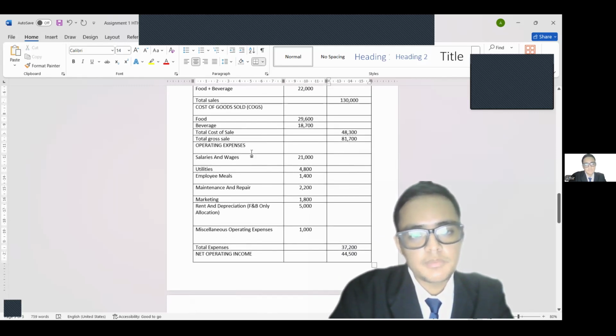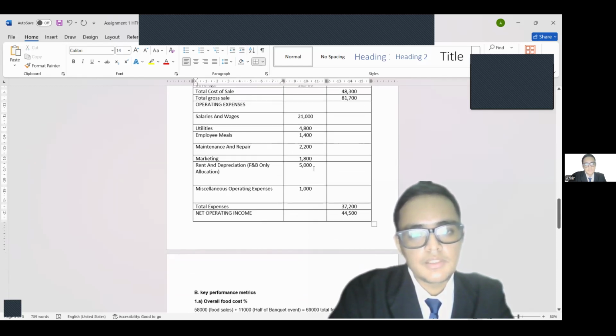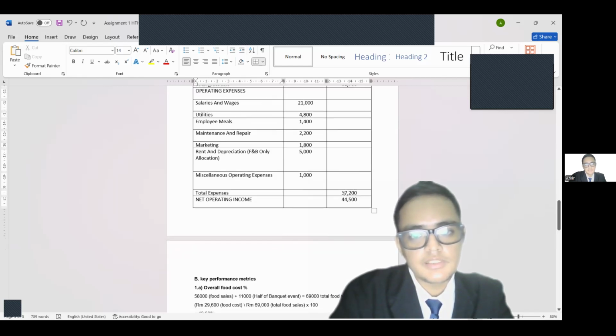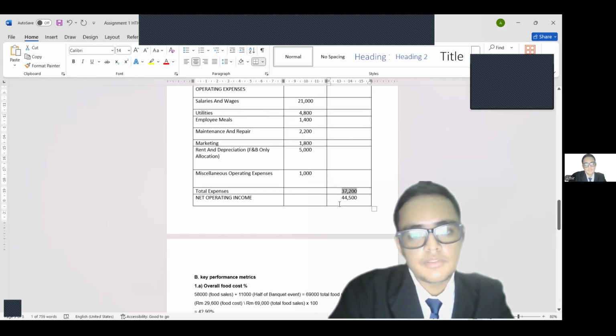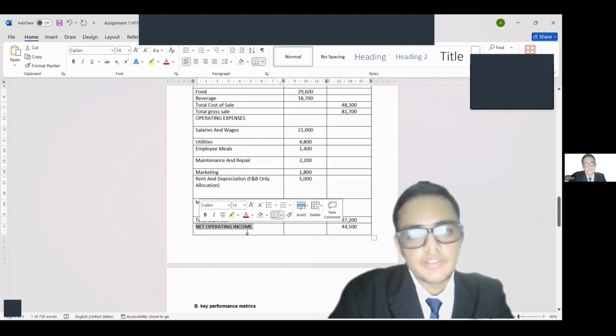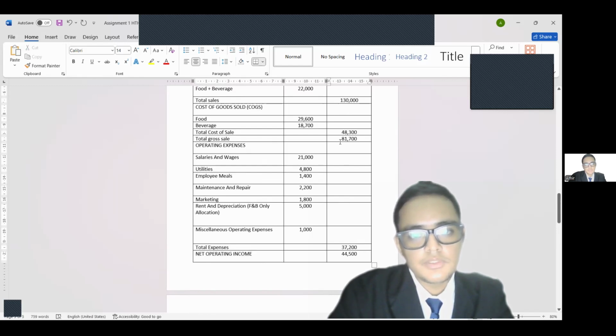For the operating expenses, we have to put salaries and wages, as was given, 21,000, utilities 4,800, employee meals 1,400, maintenance and repair 2,200, marketing 1,800, rent and depreciation 5,000, miscellaneous operating expenses 1,000. Total expense is 37,200. So to get the net operating income, you have to use the total gross profit minus the total expense.